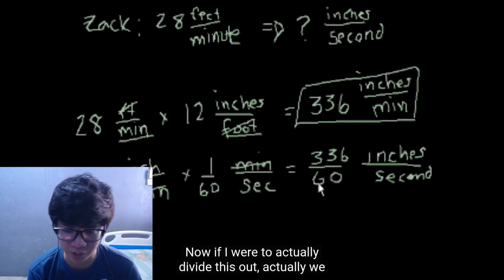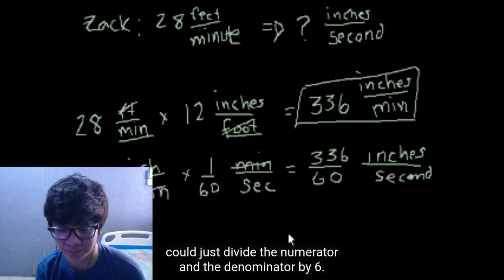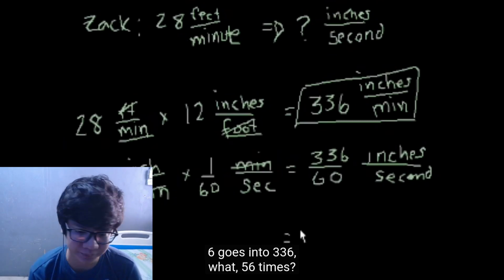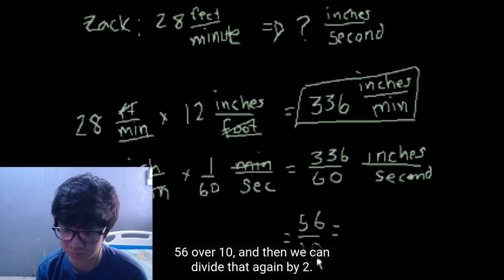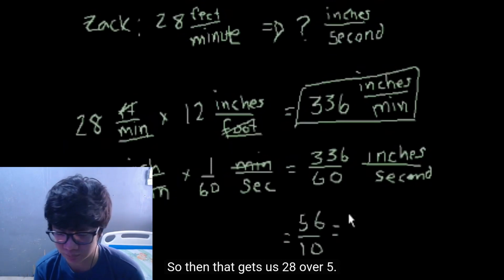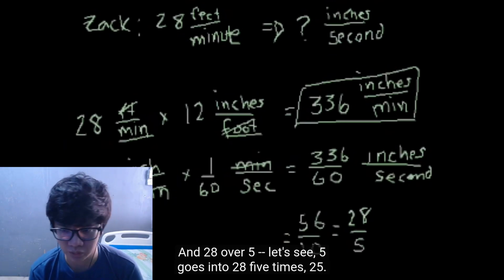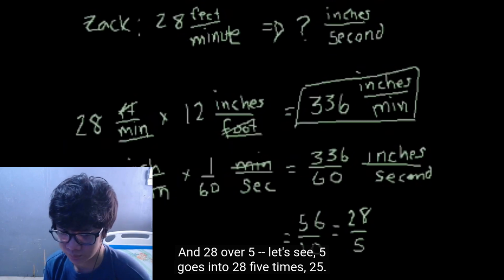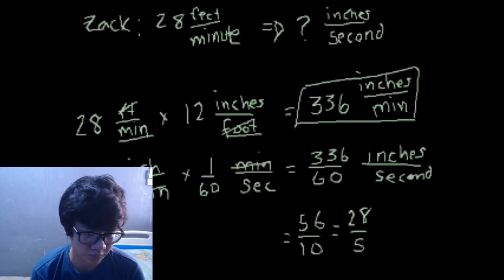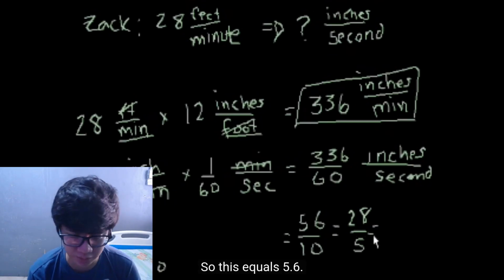Now if I were to actually divide this out, we could see, actually we could just divide the numerator and the denominator by 6. 6 goes into 336, what, 56 times? 56 over 10. And look, we could divide that again by 2. So then that gets us 28 over 5. And 28 over 5, let's see, 5 goes into 28, 5 times 25, 3, 5.6.